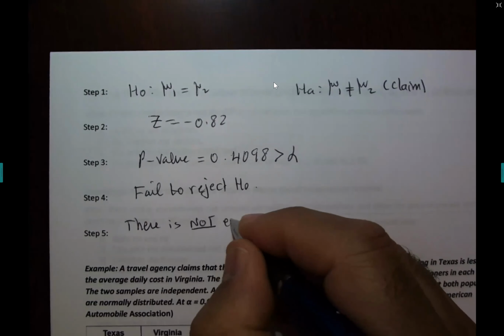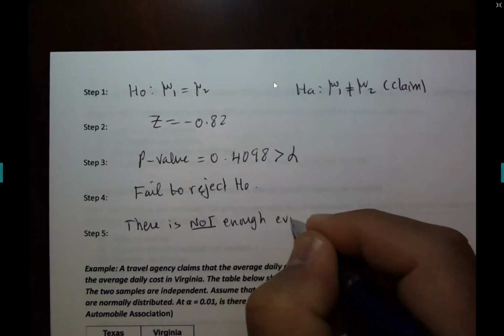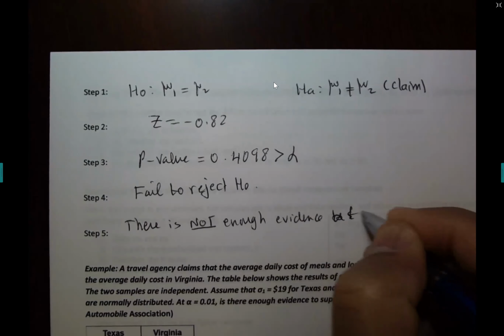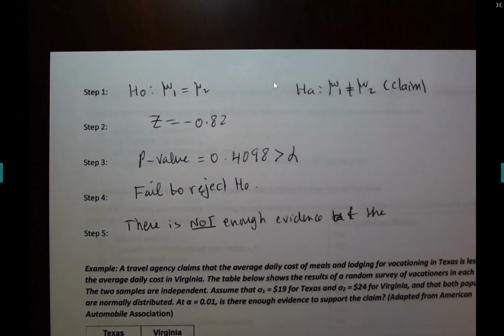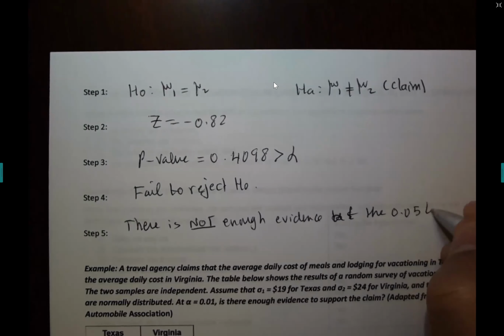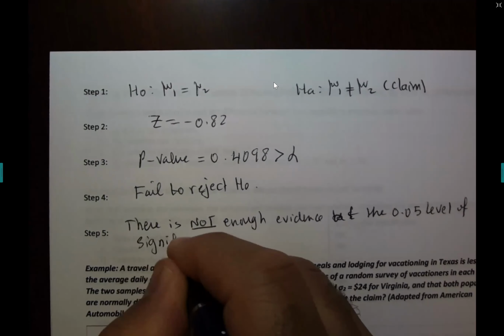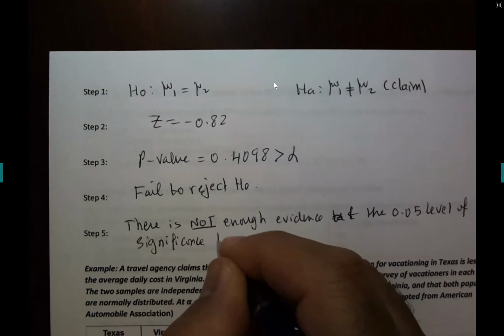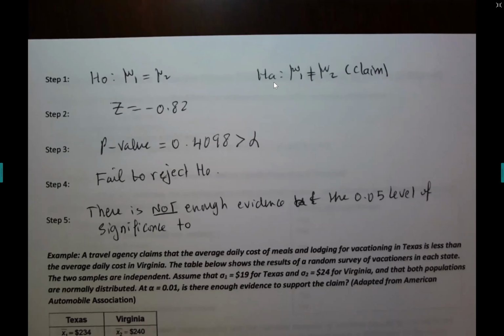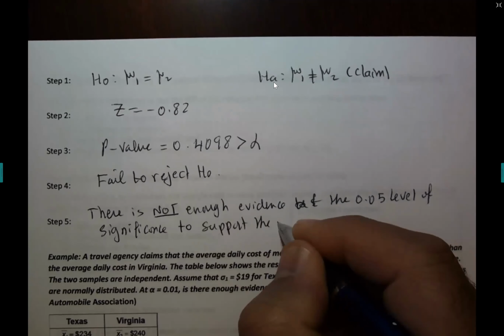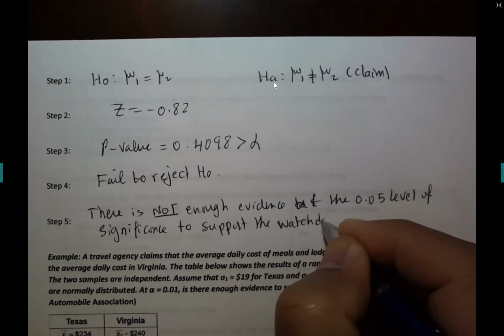There is not enough evidence to support, at what level of significance? Let me see what the level of significance in this exercise was. 0.05. Level of significance. Can I see what you plugged in the calculator really quick? Yes, just 1 second. To support the watchdog group claim.